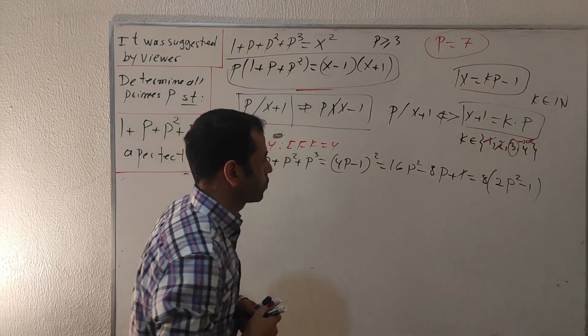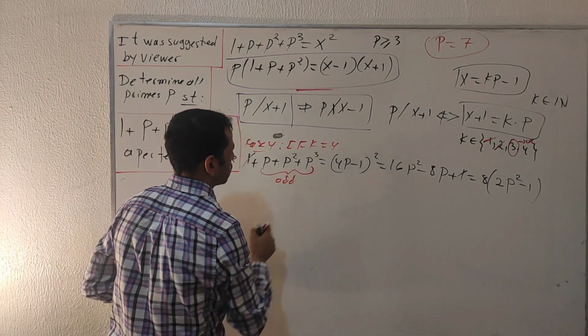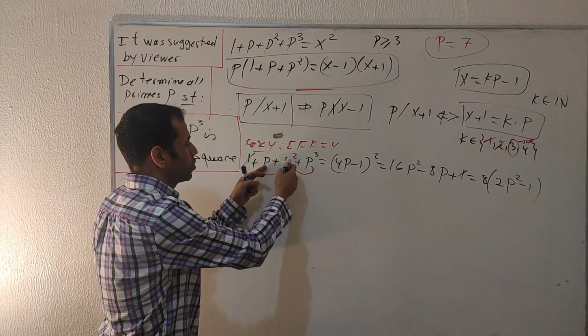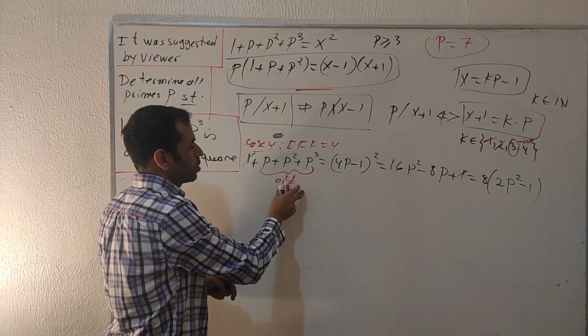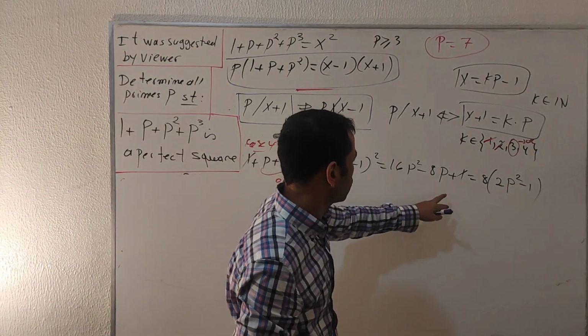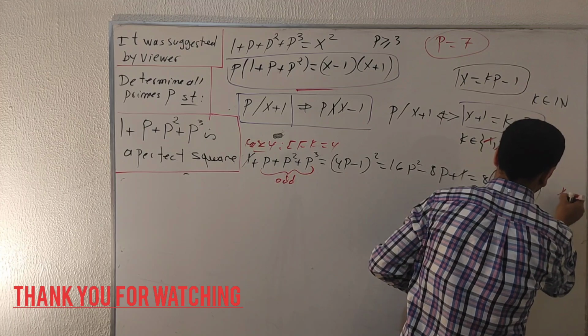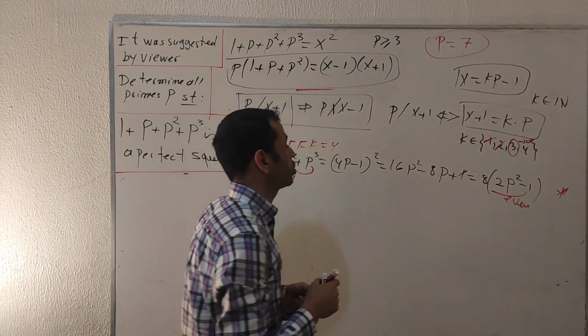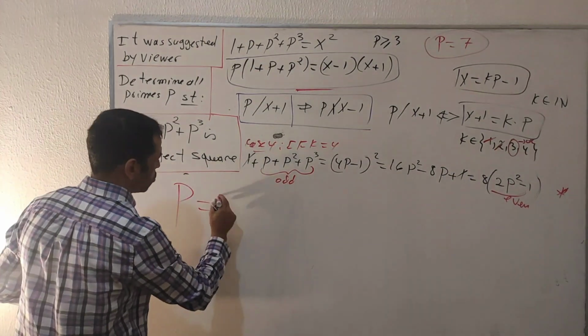Okay, the left hand side of this equation is odd. Putting 2 primes together gives us even, plus another p gives us odd. But the right hand side of this equation is even. It's clearly a contradiction, which means we have no solutions. The only solution that we found was p equals 7.